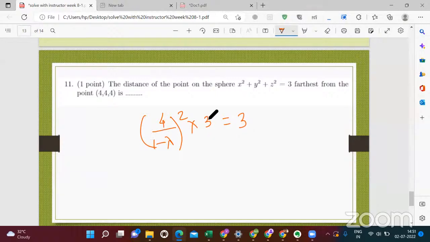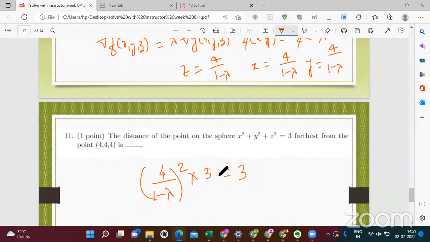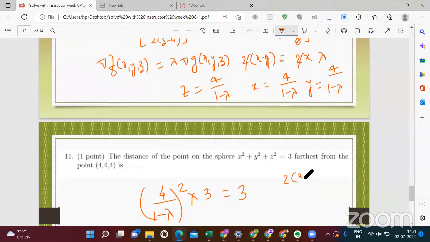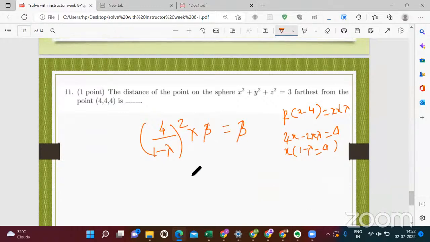Is it 4 by 1 minus lambda? Yes, sorry. So 2x minus 4 equals 2x lambda. So the 2 got cancelled. So 2x minus 2x lambda equals 4. So you take x common, and the 2 got cancelled, right? So x times 1 minus lambda equals 4. So x is 4 upon 1 minus lambda. So the 3 got cancelled.